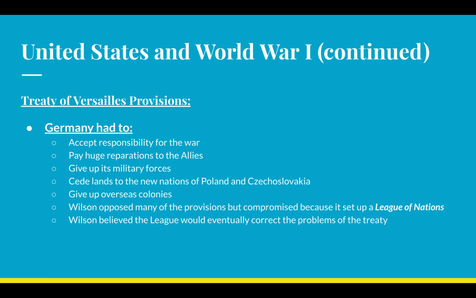But for this purpose, the provisions or the guidelines or the criteria of the Treaty of Versailles was the following: Germany had to accept responsibility for the war. They had to pay huge reparations to the Allies. Reparations are like "I'm sorry" payments, like "Oops, sorry, my bad for causing this war. Here's a bunch of money."